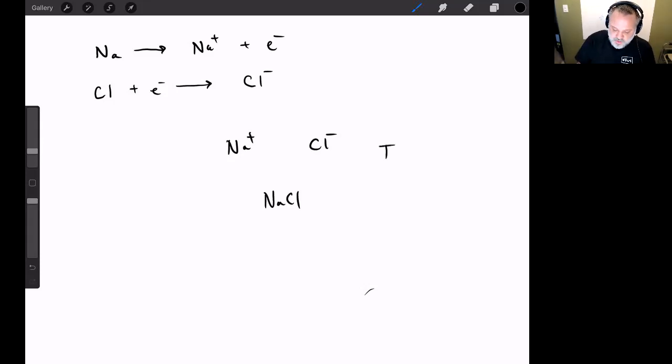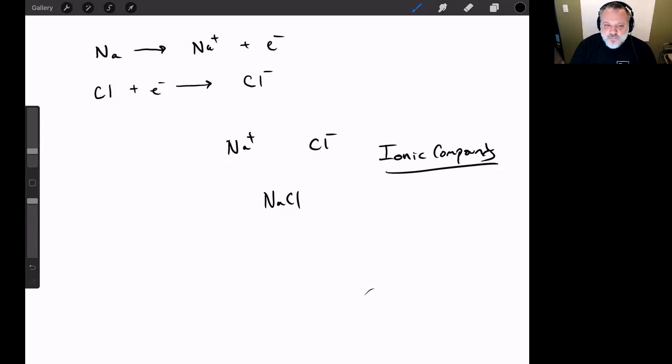These are called ionic compounds. We haven't talked about bonding, so I won't go into much about it at this point, but these are held together by actual charges. Positive is attracted to negative, and these bonds happen to be pretty strong. And so ionic compounds tend to be solids at room temperature, and they tend to have really high boiling points.